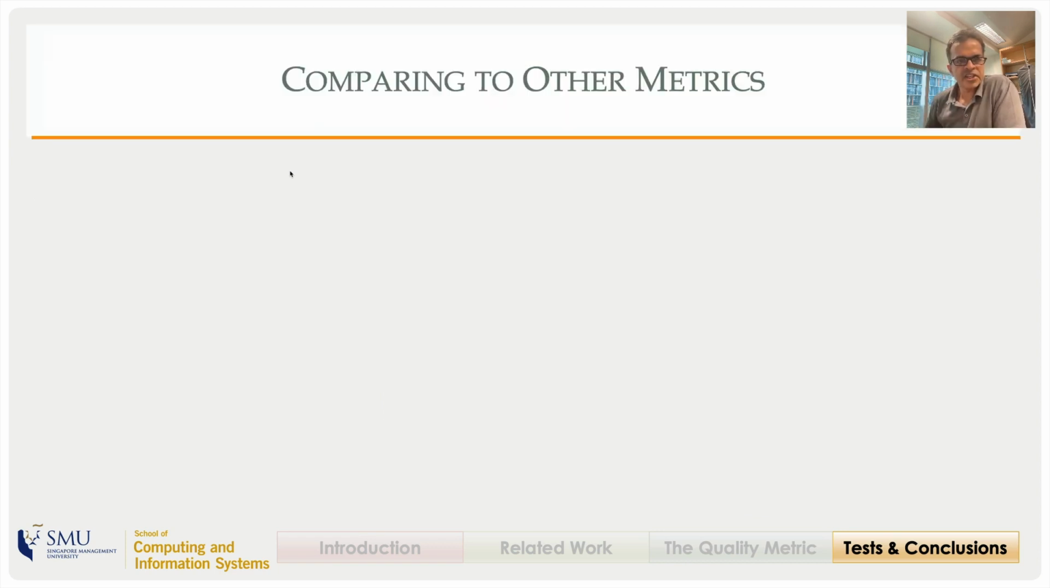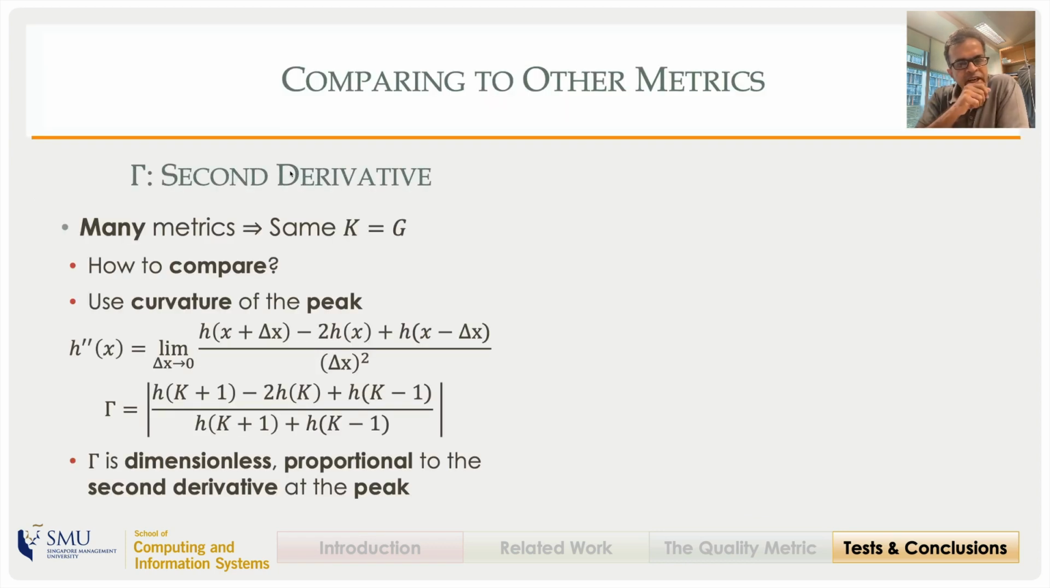So comparing VRC to other metrics, the problem that you have is that we might get different metrics giving us the right number of clusters as the generated one. So how do you know which one is better? So we looked at the curvature.